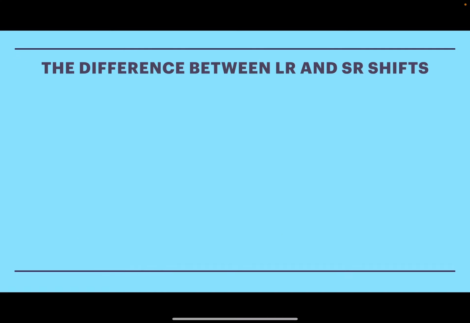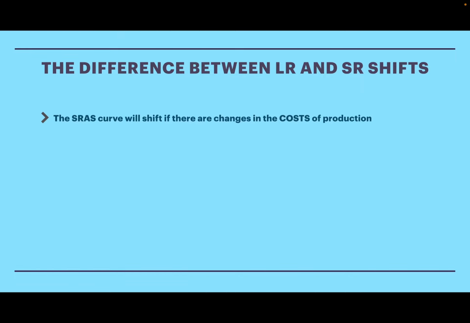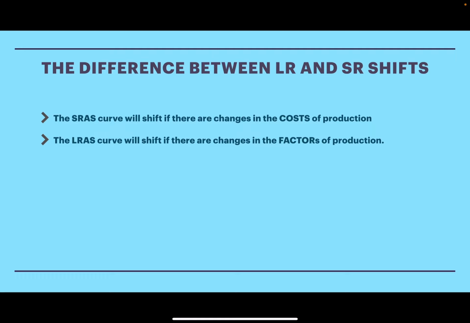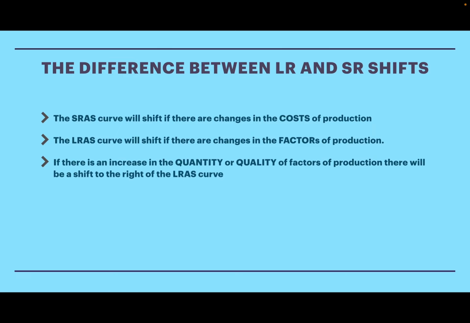So the difference between long run and short run shifts. In the short run, you remember from the previous slideshow, that's when the costs of production change. So your wages change, your raw materials change, your electricity prices change. So when your costs of production change, that's shifting the short run aggregate supply curve. And in the long run, it's when there are changes to the factors of production. So changes to land, labour, capital.